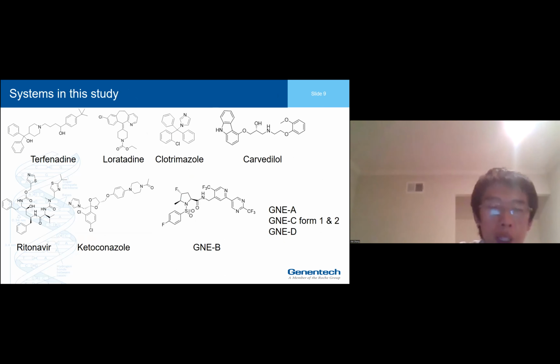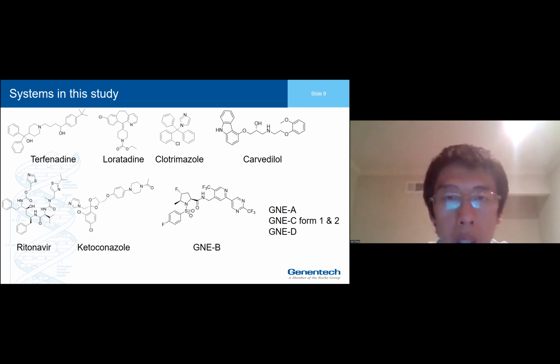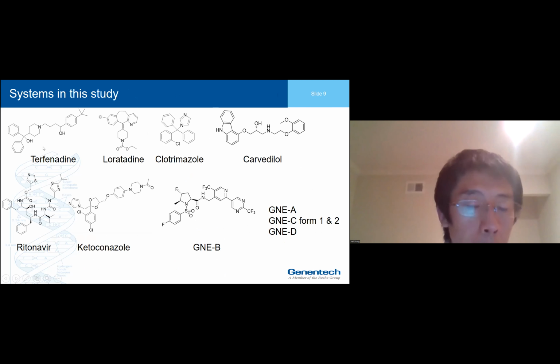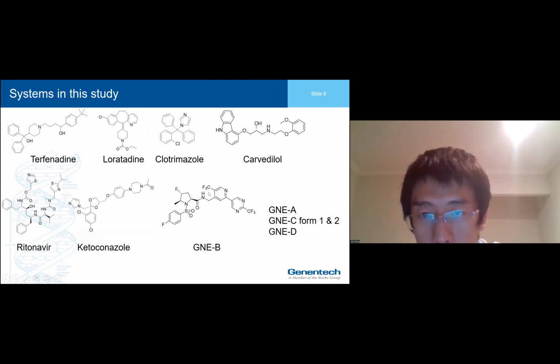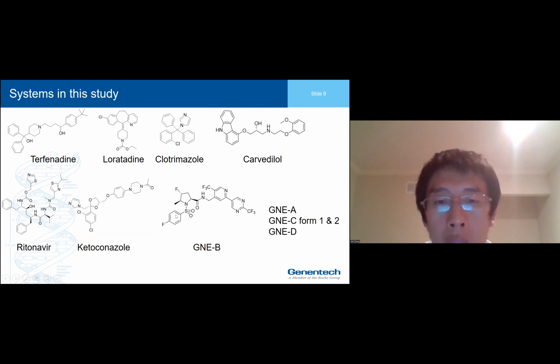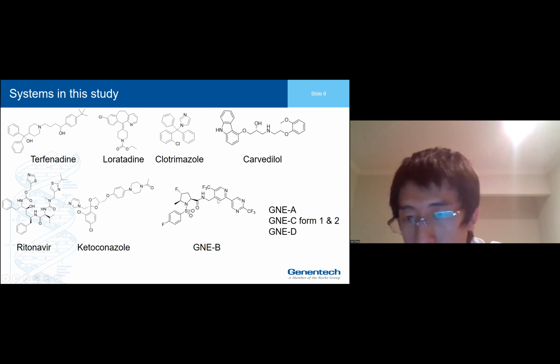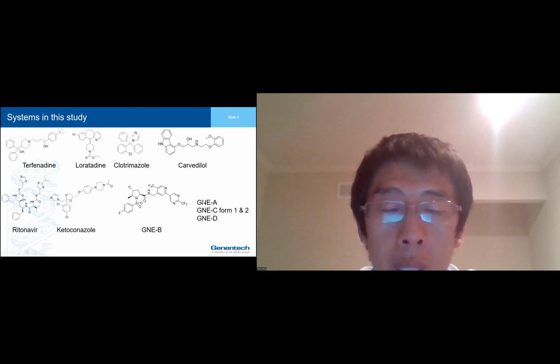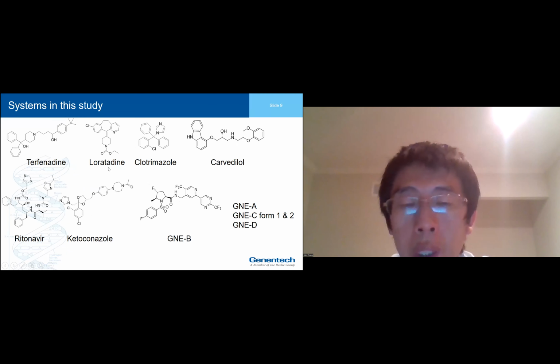So using the method, we studied 10 compounds, including publicly available model compounds. Ritonavir is here. So we studied these model compounds, and we also studied a few confidential compounds from our company, including one molecule, Genentech B. The structure is released, so this is the structure of the molecule. And we also studied another 3 compounds, Genentech A, C, C had 2 solid forms, 1 and 2, and Genentech D. In total, we have 10 molecules and 11 solid forms.